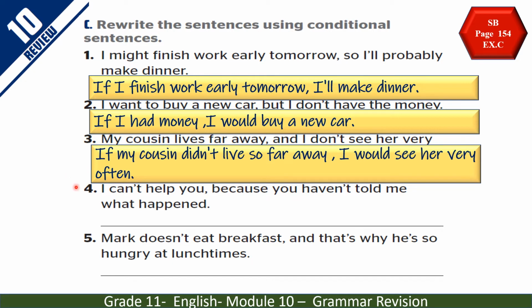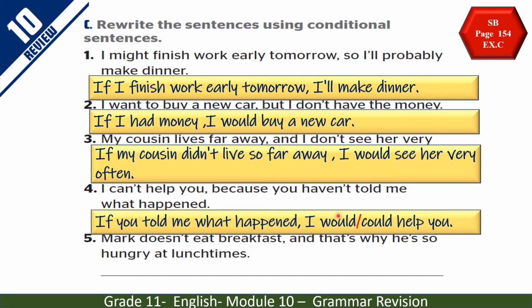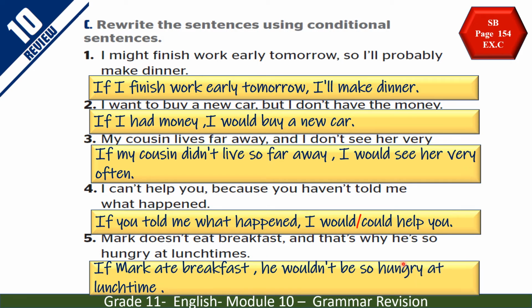Now let's go to number 4. In number 4 again, it's a present verb here, so it's conditional 2 again. So the answer, if you told me what happened, I would or could help you. Number 5, Mark doesn't eat breakfast, present. That's why he is so hungry, again present, so it's conditional 2. So the answer is, if Mark ate breakfast, he wouldn't be so hungry at lunchtime.